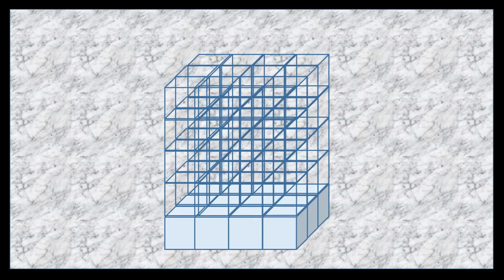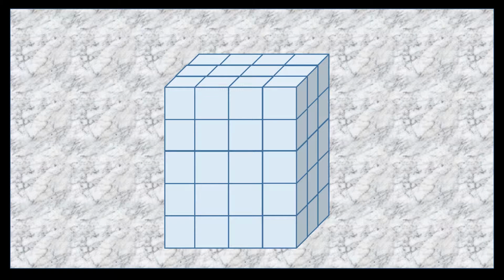When looking at the first layer, we can count the number of cubic centimetre cubes. How about you count them? 1, 2, 3, 4, 5, 6, 7, 8, 9, 10, 11, 12. So what is the volume of the first layer of this rectangular prism? 12 cubic centimetres. Perfect. So in order to work out the volume of this rectangular prism, we can count all the cubes separately, which will take some time, or we can add the layers together.